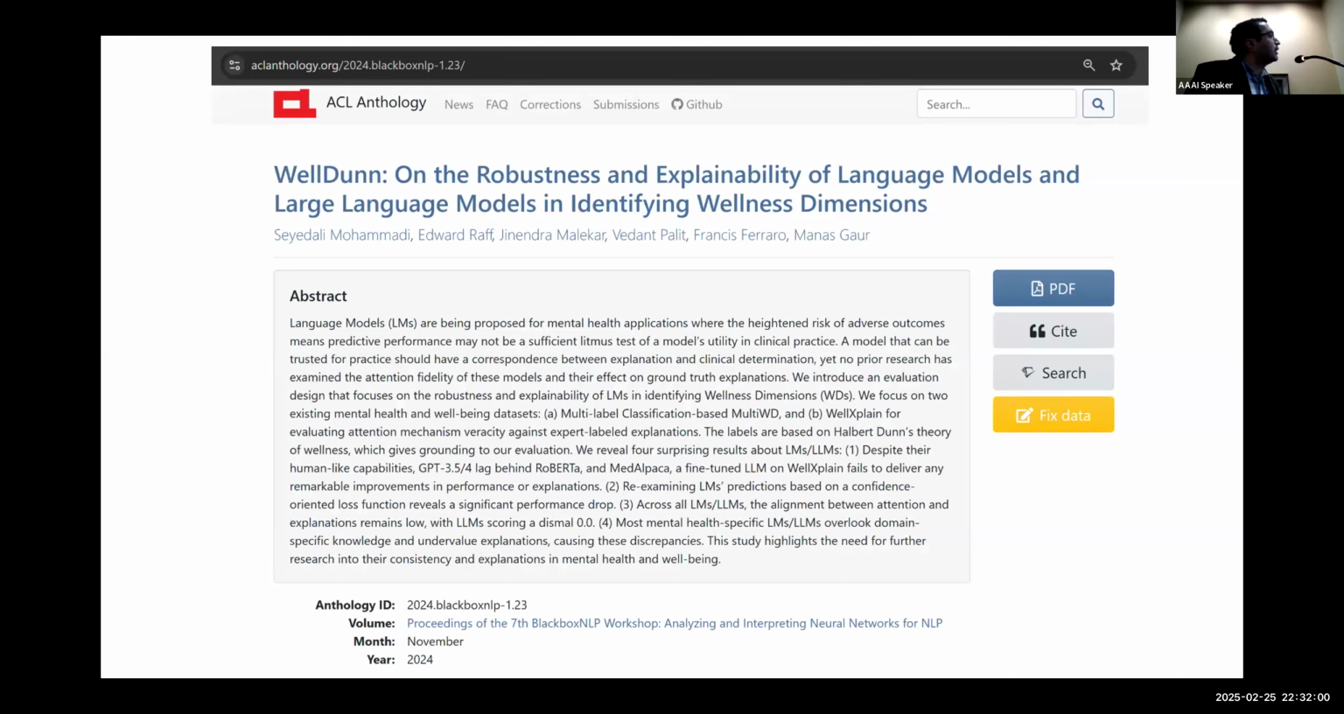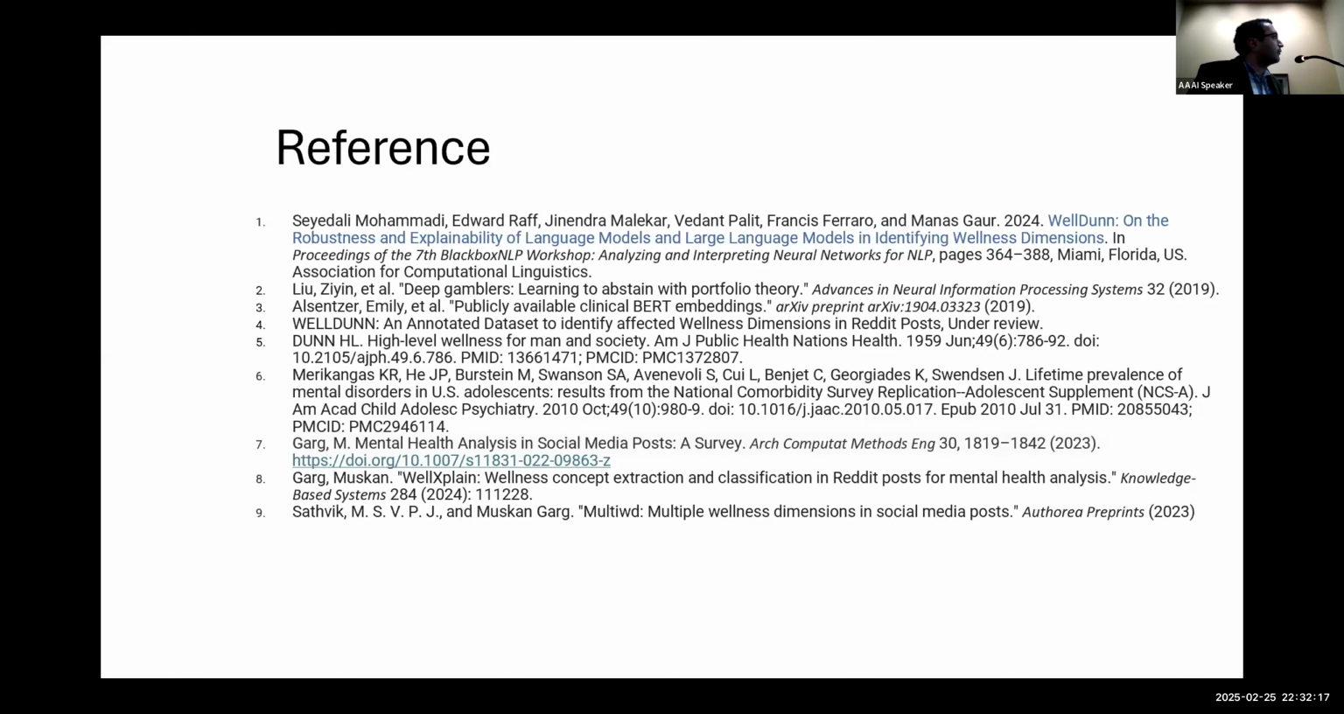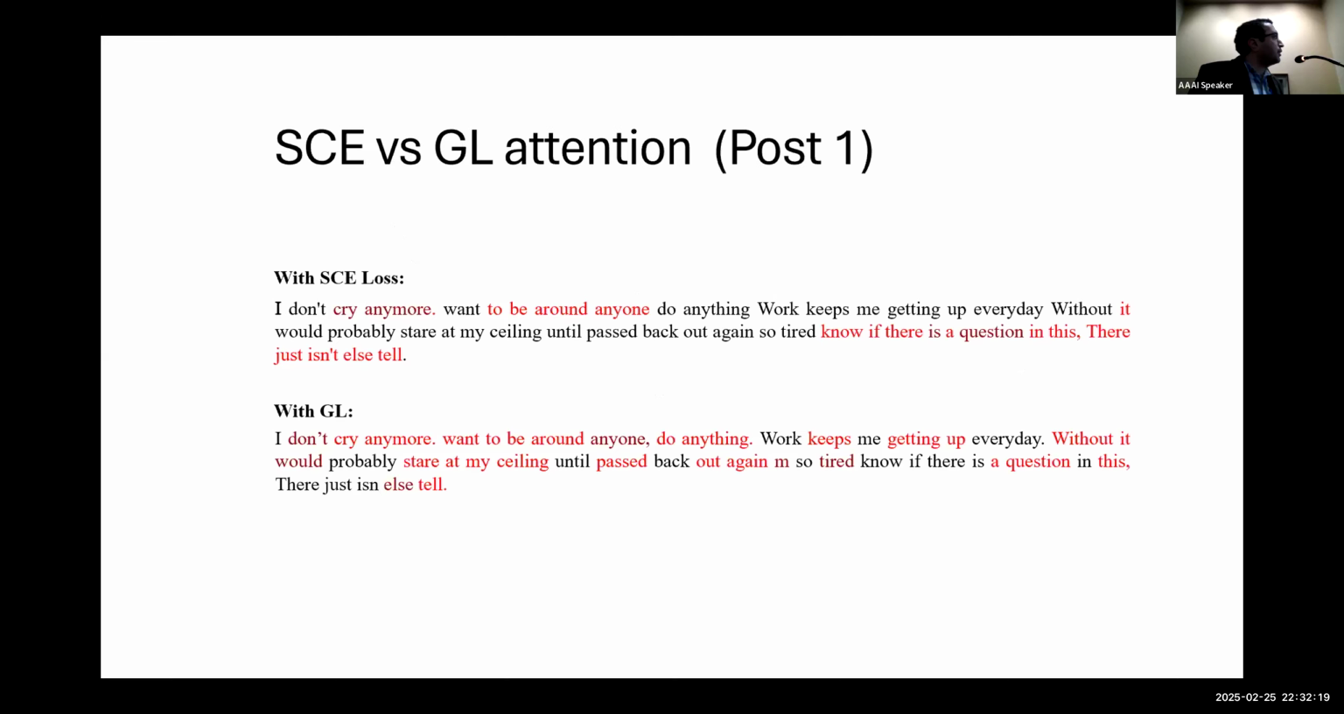So this is the main work that was presented before at EMNLP in the BlackboxNLP workshop. Reference, and if you have any question.